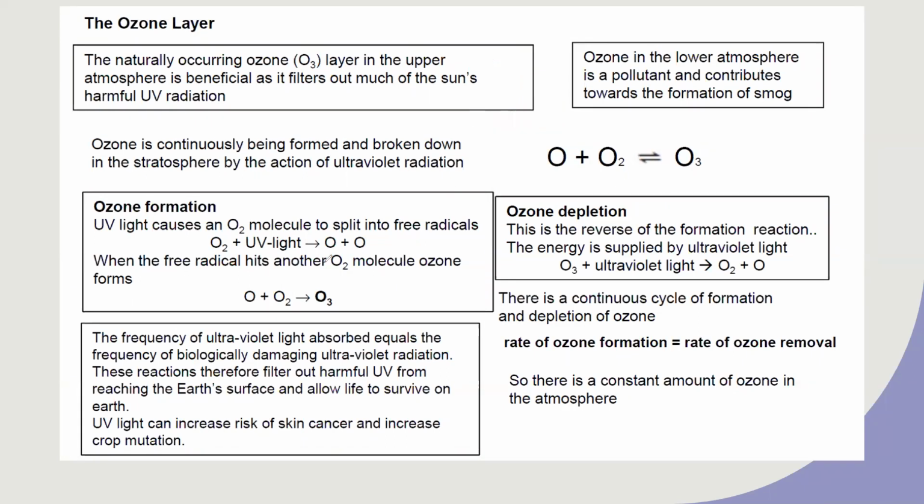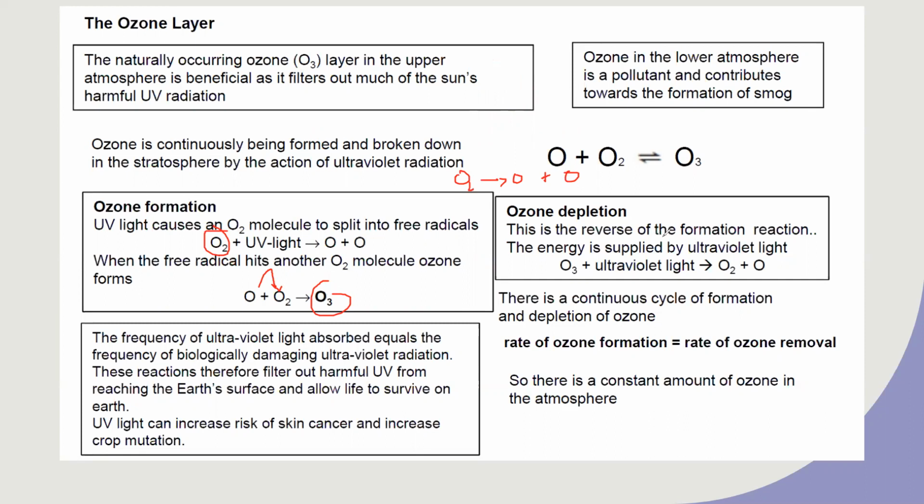How is ozone formed? Due to ultraviolet light, the oxygen molecule breaks down into oxygen atoms, free radicals. And these free radicals combine with an oxygen molecule to form ozone. So this is how ozone is formed. This is the formation of ozone.